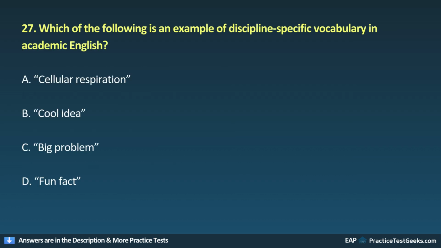27. Which of the following is an example of discipline-specific vocabulary in academic English? A. Cellular respiration. B. Cool idea. C. Big problem. D. Fun fact.